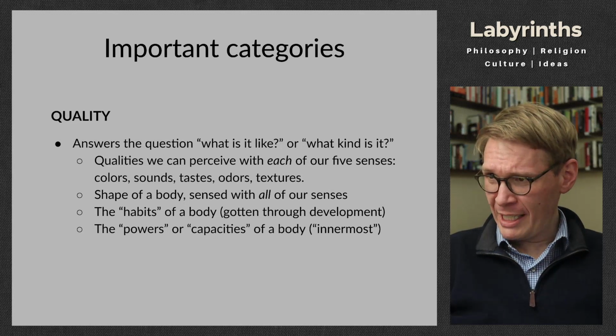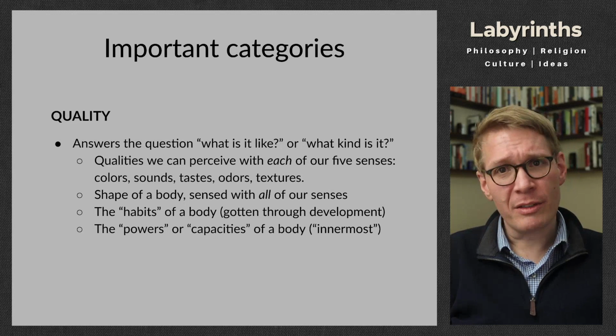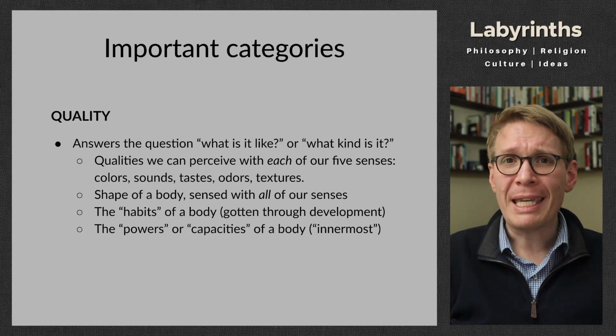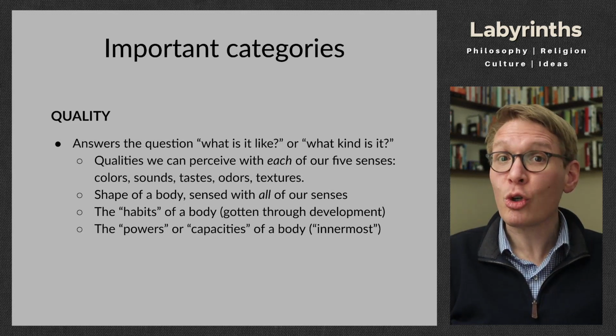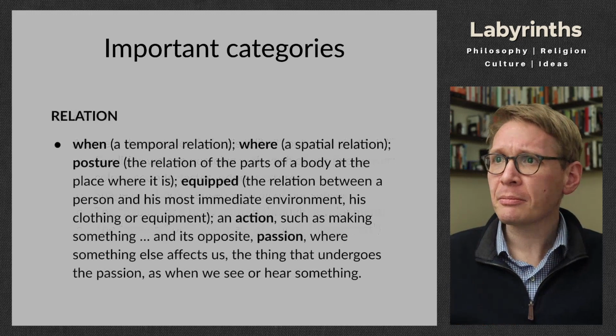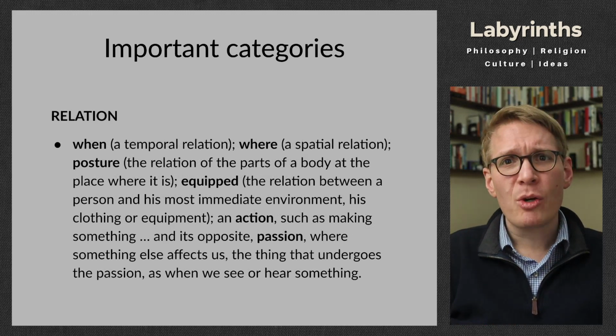And then the powers or capacities of a body. What abilities do I have? Hauser uses the term innermost here. So all of these things could be called qualities of a thing, of a substance. And then finally, we have relation.